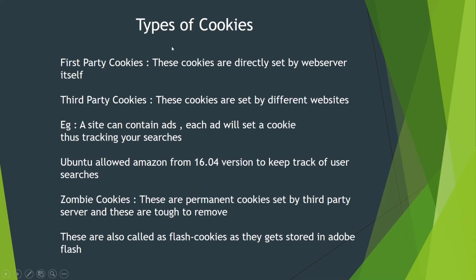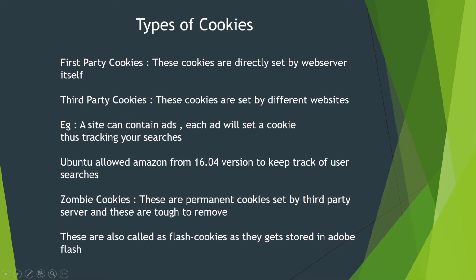Types of cookies. Now we will learn about the types of cookies. First one is first party cookies. These cookies are directly set by the web server itself. So when you are contacting amazon.com, these cookies are set by Amazon. And third party cookies: here these cookies are set by different websites.